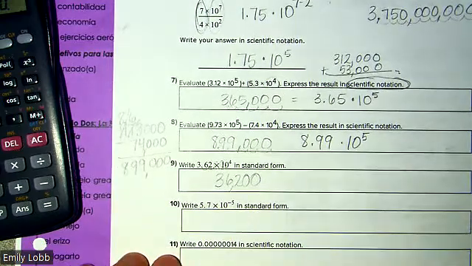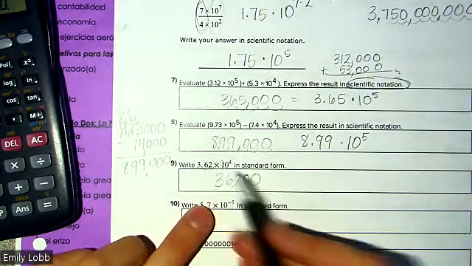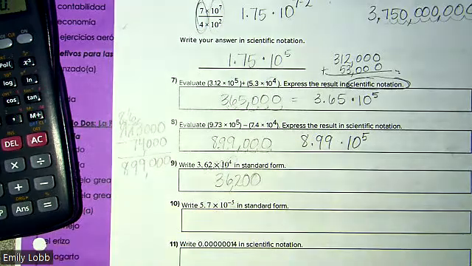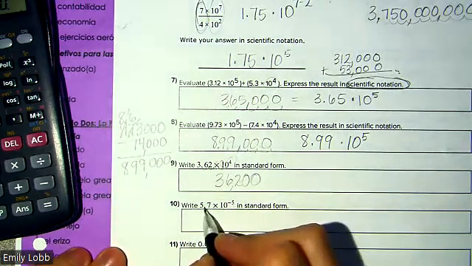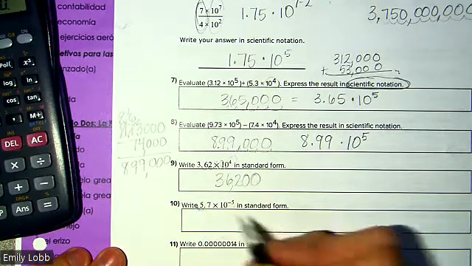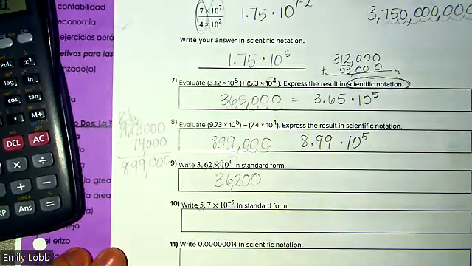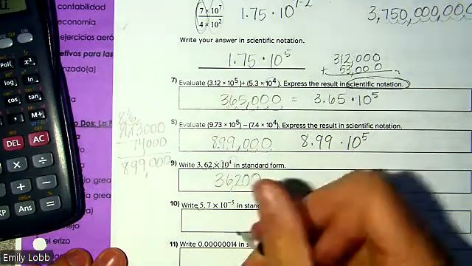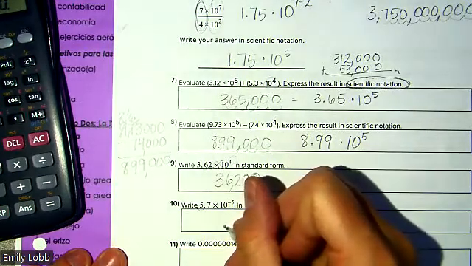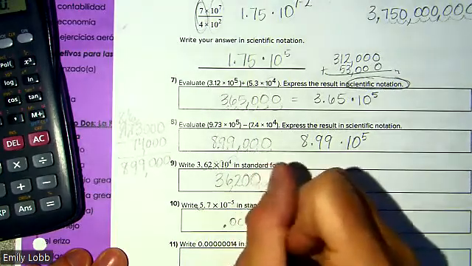Writing this in standard form. This we move to the right because it was positive. If it's negative, which way do we move our decimal? To the left. So if I move it over 1 time to the left, how many more times do I need to go? 4 more times. So how many zeros are going to be before my 5? 4.